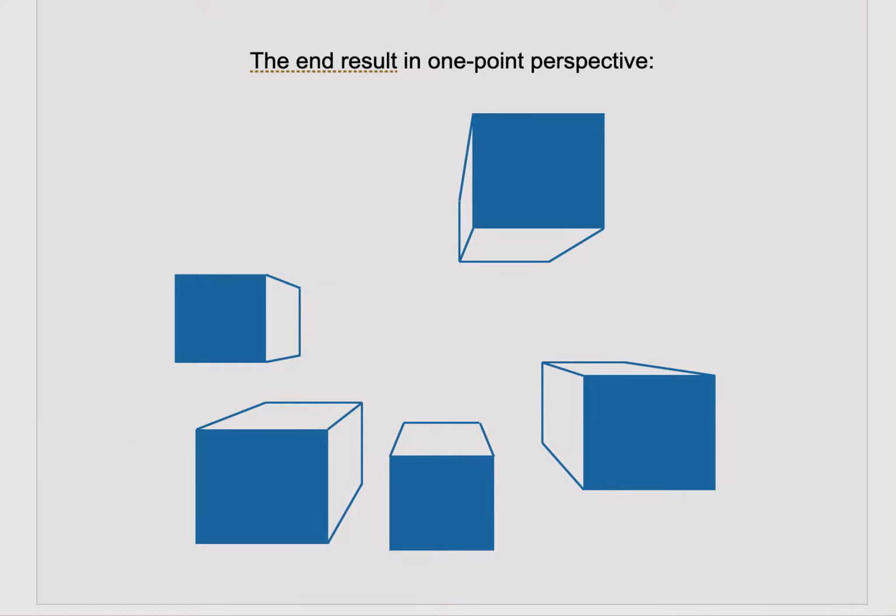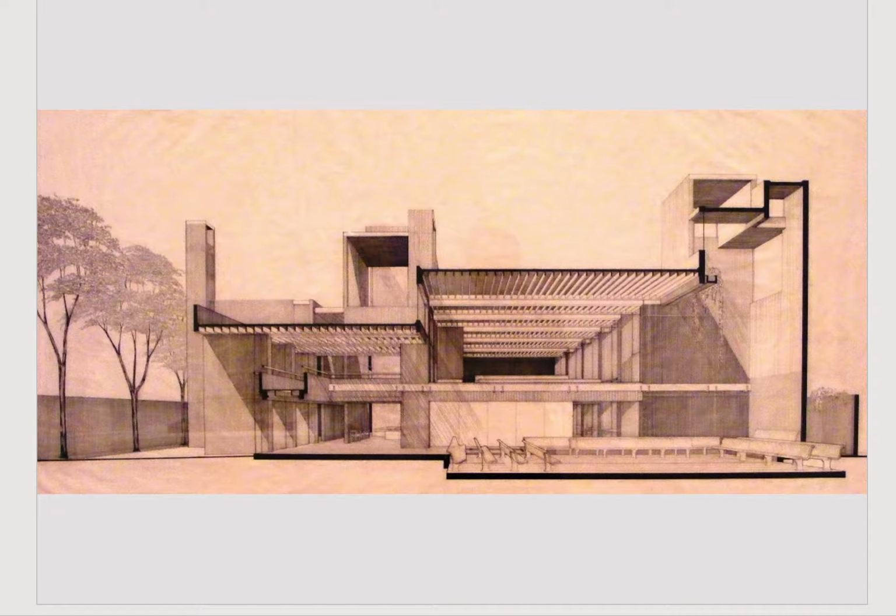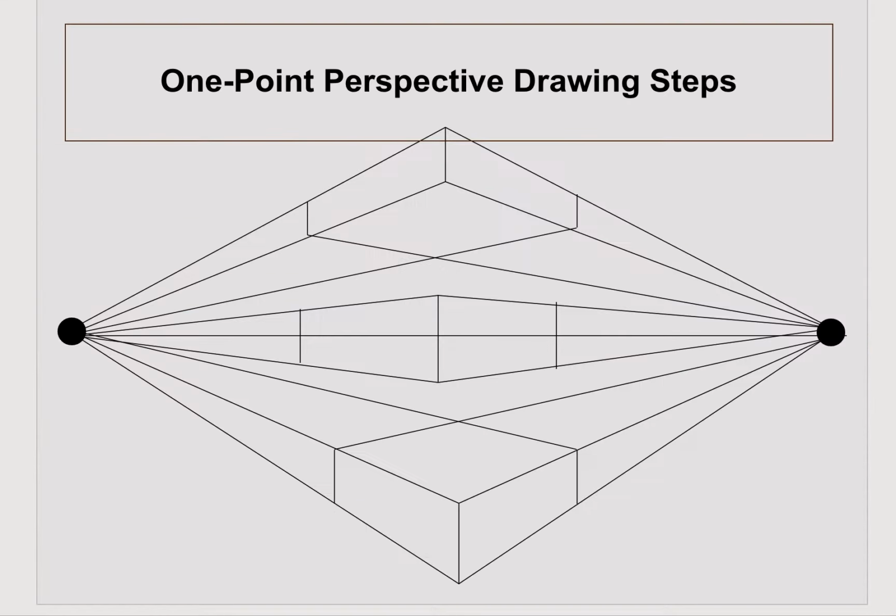Now, you see that the drawings of these boxes, they're all different because they all reside in different places in space. If you move them around, they wouldn't look like that anymore. That location is unique to that perspective. There's a beautiful 1 point perspective drawing of a building. And these are the steps for how to do a 1 point perspective.